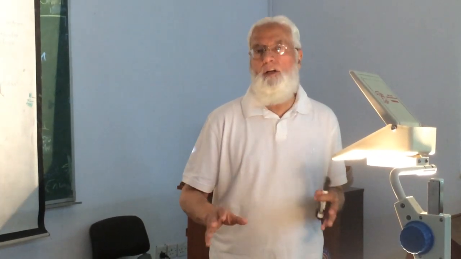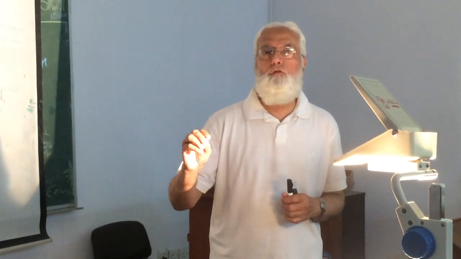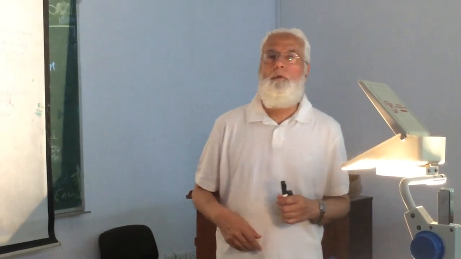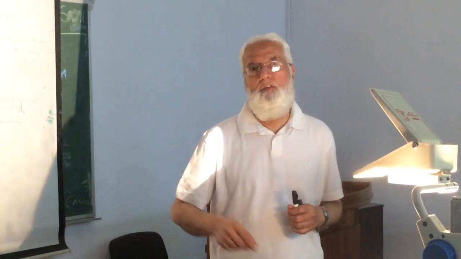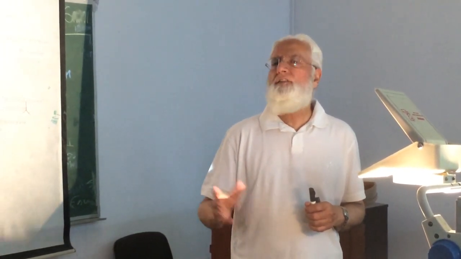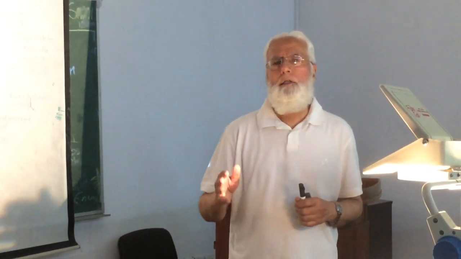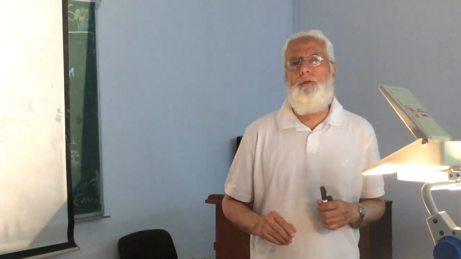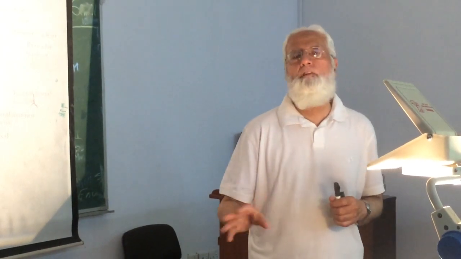In thalamic syndrome, what are the features? Loss of somatic sensations on the contralateral side. There is also ataxia due to loss of proprioceptive impulses.